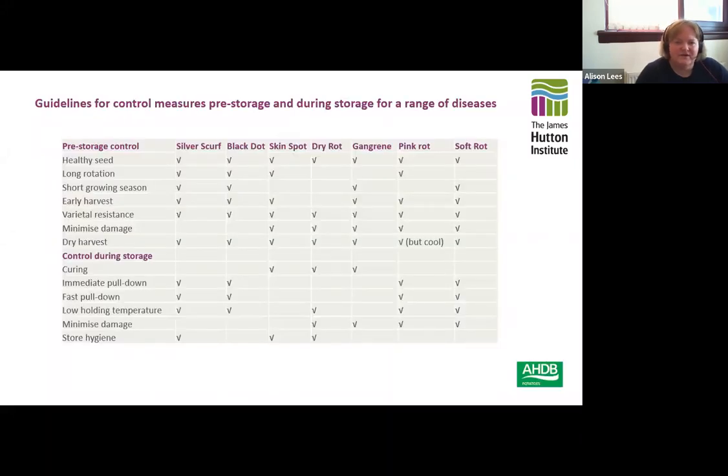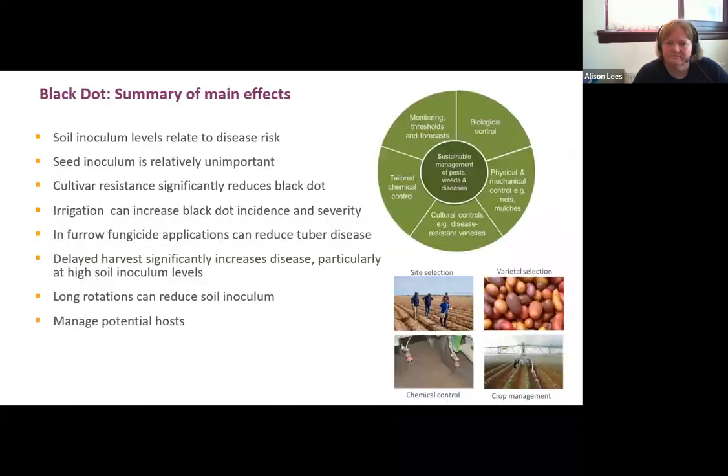There are some general guidelines for factors important in controlling a range of diseases listed here, which you may wish to refer back to later. Generally, most of these factors are common sense for minimizing disease, such as the use of healthy seed, long rotations, use of varietal resistance, and trying to minimize tuber damage. And as always, we should be looking towards an IPM approach to controlling any disease.